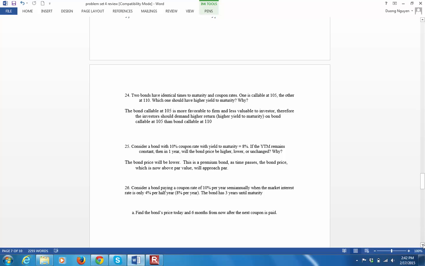Obviously, the one callable at 110 is better for the investor, because if the company calls a bond, the company gives 110 to the investor instead of giving only 105. So if 110 is better for the investor, they would demand less return. Okay, so you will see that the yield to maturity of the 105 bond is more than the yield to maturity of the 110 bond.